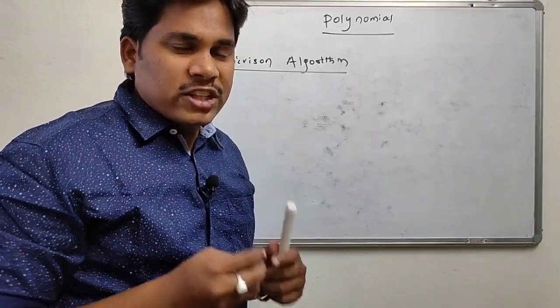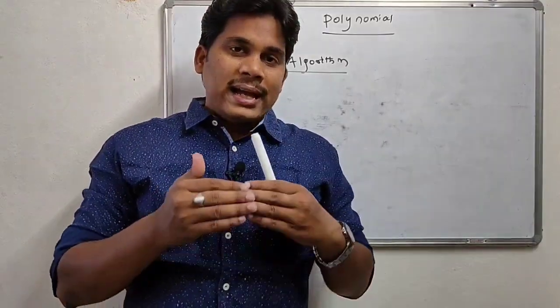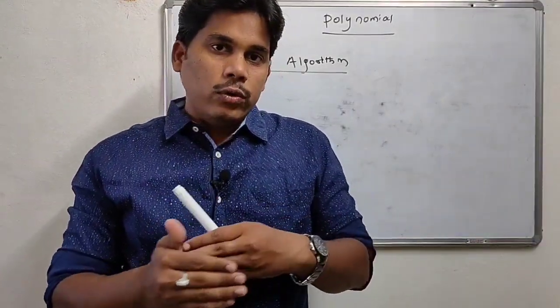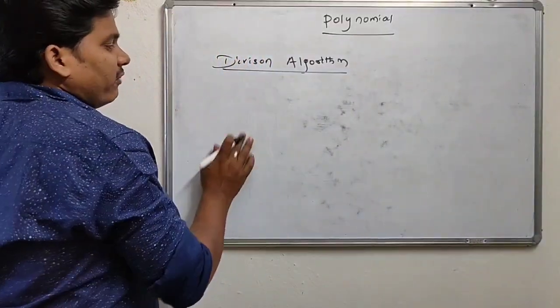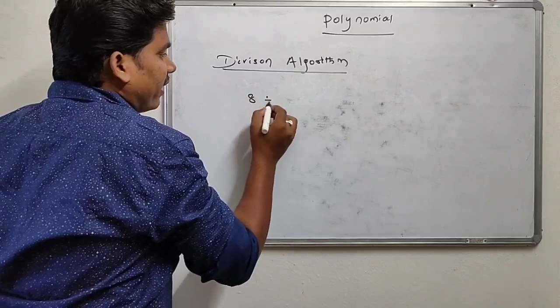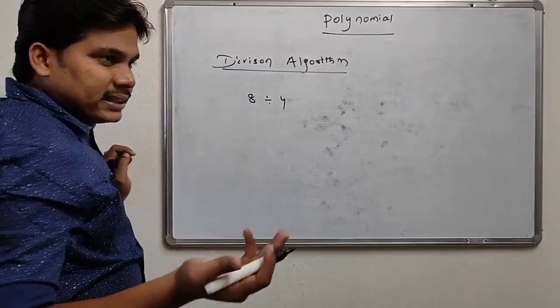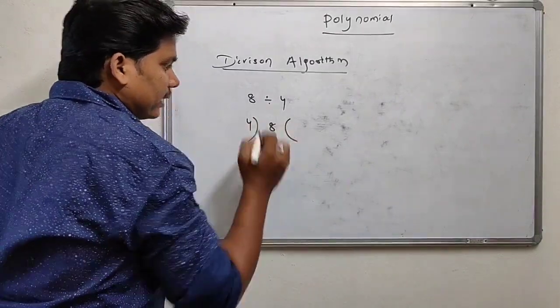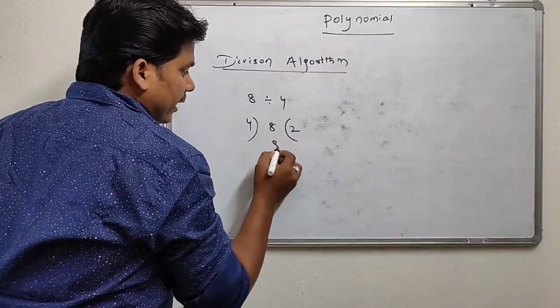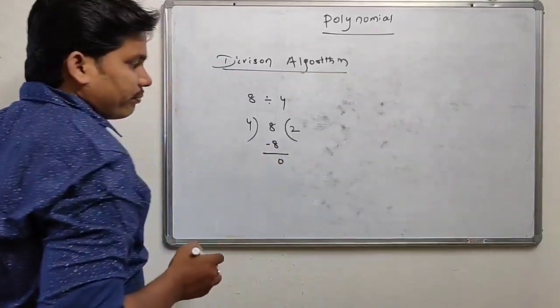What is division? First of all, we should understand division, and phase-wise we shall continue to the division algorithm. See, what is division? If I take two numbers, 8 divided by 4. What will we do? 4 goes into 8, and this will be minus, giving 0.